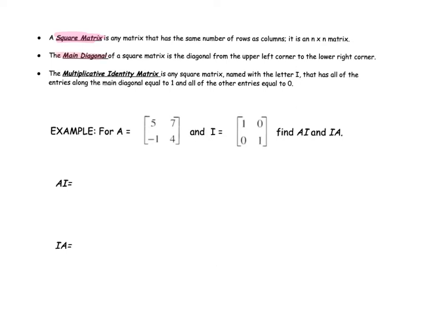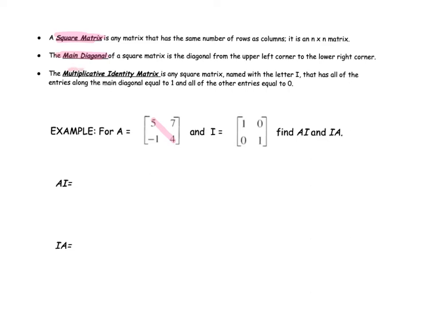The next one is the main diagonal of a square matrix, which is the diagonal from the upper left-hand corner to the lower right-hand corner. So if I look down here at this matrix A, my main diagonal would be the diagonal from 5 to 4, because it's from the upper left to the lower right.